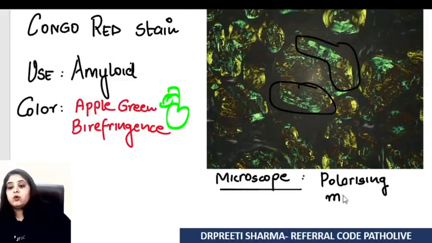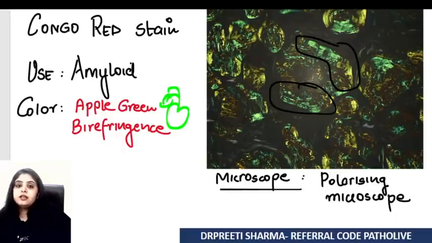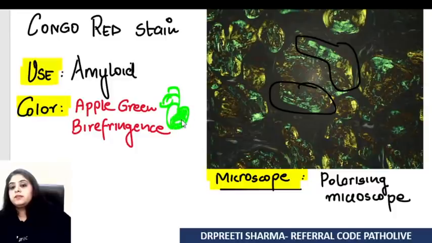That's again an all-time favorite slide that I'm going to show you. Repeating the questions and no one falters in it. Congo red stain is used for staining amyloid. The microscope that I'll use will be a polarizing microscope, and the color that I'm going to get is going to be an apple green birefringence.